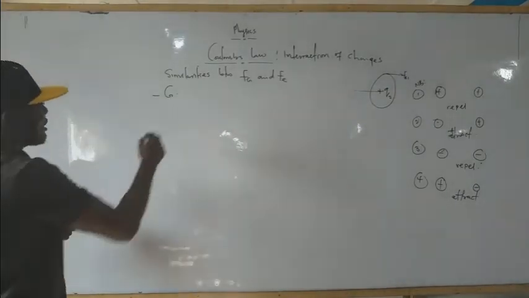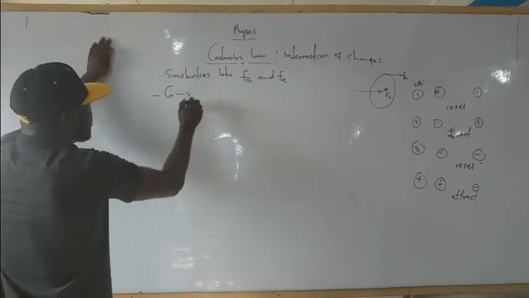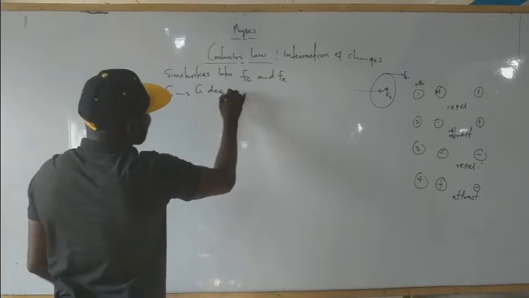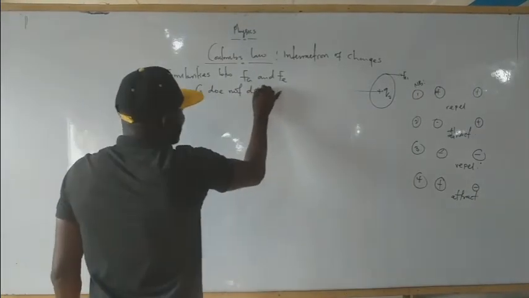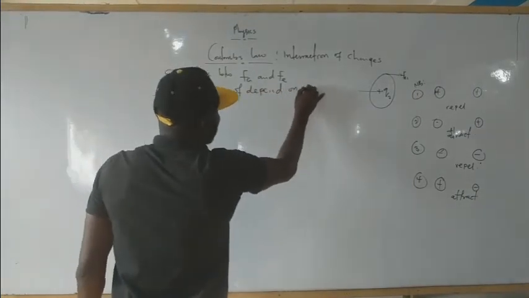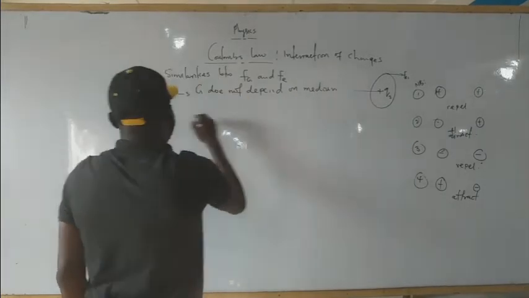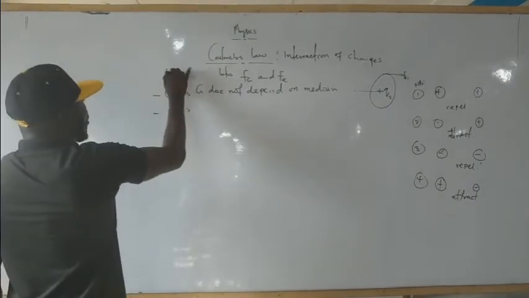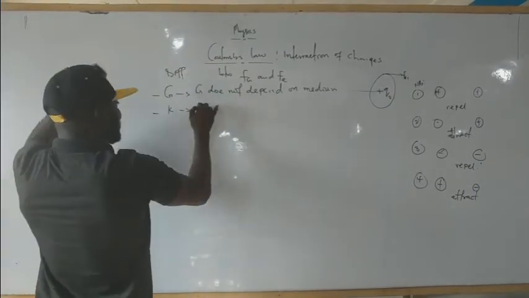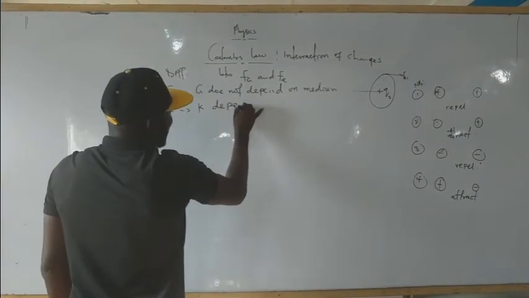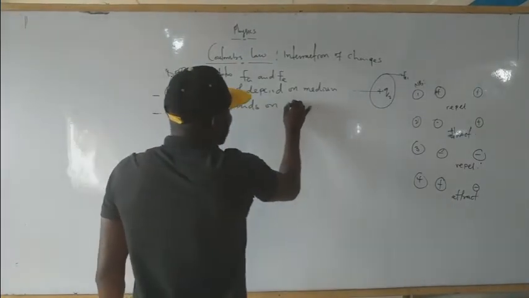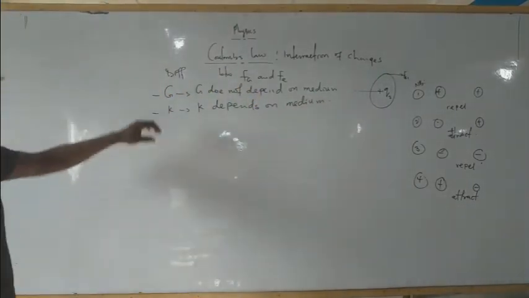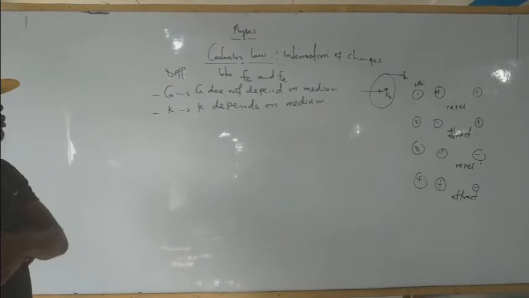Okay, that's G. G depends on what? On medium. Sorry, G does not depend on medium, while K depends on medium. Okay, K depends on what? On medium, while G does not depend on medium.